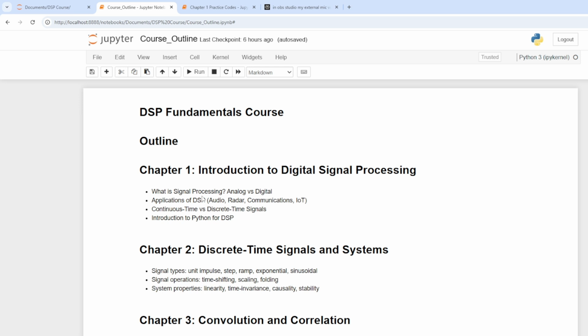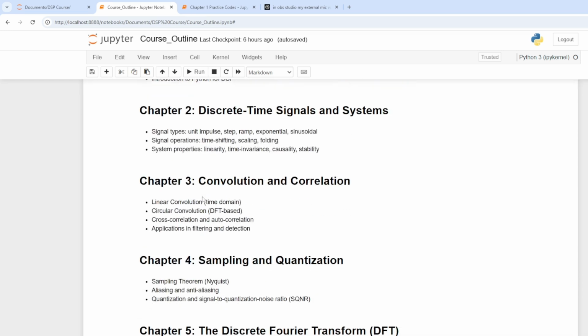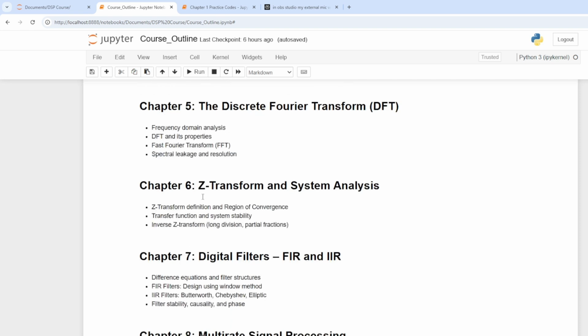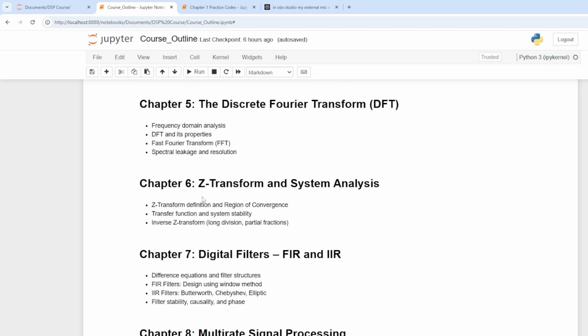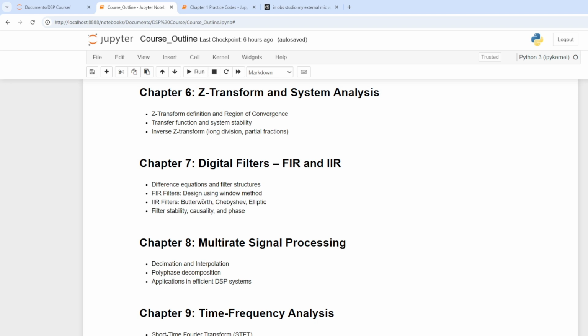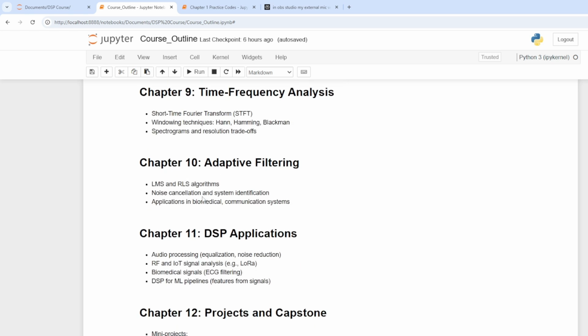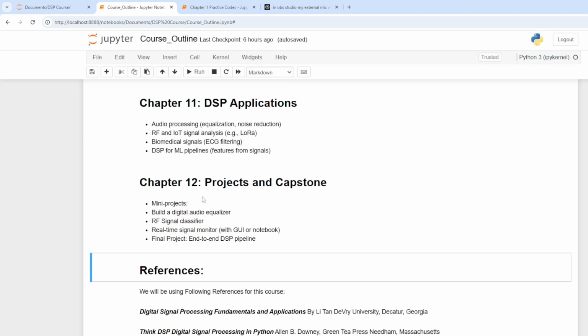So we will be starting with an introduction to digital signal processing. We'll define what a signal is, what its different categories are, and then we will move on to continuous and discrete time signals and some famous concepts like convolution, correlation, and then sampling and quantization, then discrete Fourier transforms and some other transforms. Then we'll talk about filter types, and also we'll look at multi-rate signal processing, some further time-frequency analysis, and adaptive filtering, and some other things.